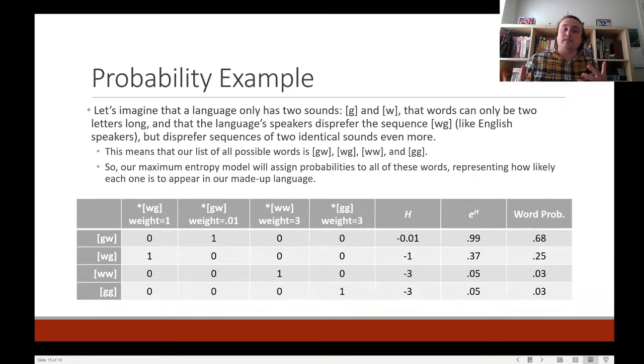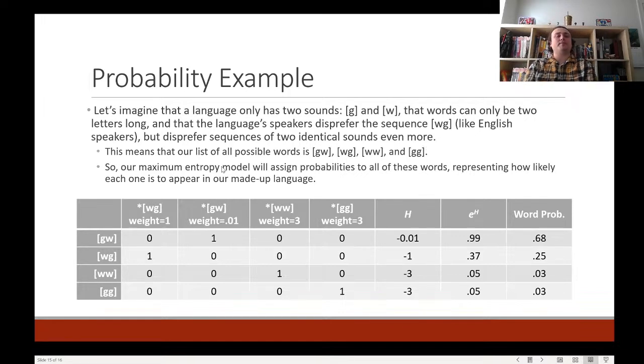And this imaginary language's speakers disprefer the sequence WG, like English speakers, but they disprefer sequences of 2 identical sounds even more. So we've got a list of possible words, GW, WG, WW and GG, and we want them to be rated in likeliness in that order. So we want GW to be the most likely word, WG to be a little less likely, and then these 2 to be the least likely, WW and GG. These are the ones that the speakers like the least.